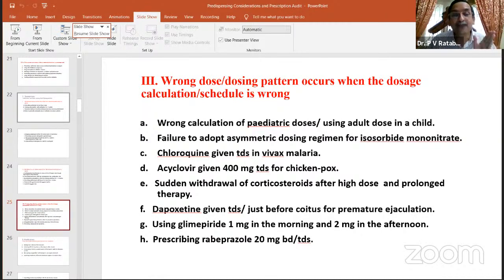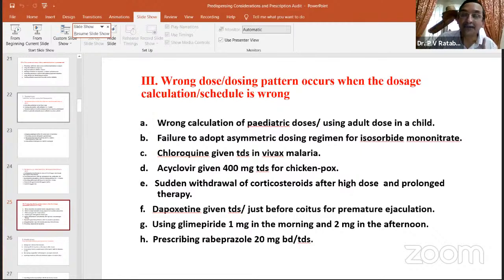Again, acyclovir 400 milligrams TDS for chickenpox is wrong. For chickenpox, acyclovir is given 4 times daily. It's one condition where acyclovir is given 4 times daily. Otherwise, for all other indications, it is given 5 times daily. The dose here for chickenpox is 800 milligrams 4 times daily.